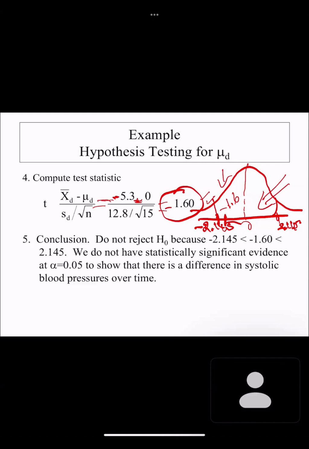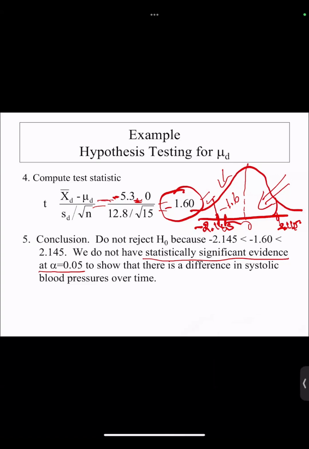So therefore, we don't have statistically significant evidence at alpha 0.05 to show that there is a difference in systolic blood pressure over time. So in the Framingham study, I don't have a change in systolic blood pressure between exam 6 and exam 7. No statistically significant difference, because I have run a test of hypothesis.